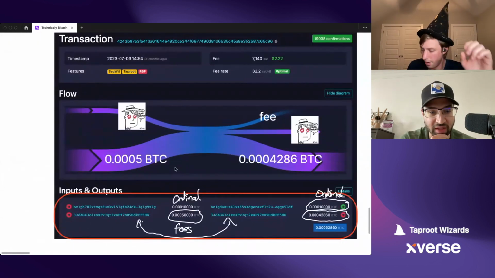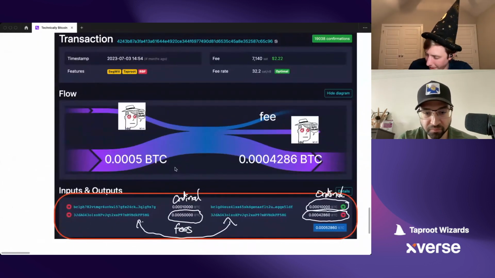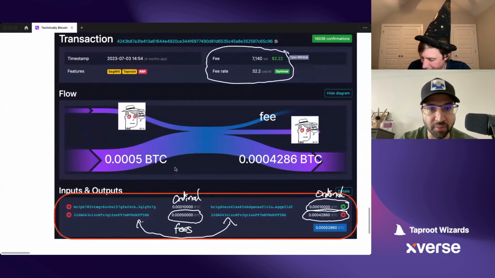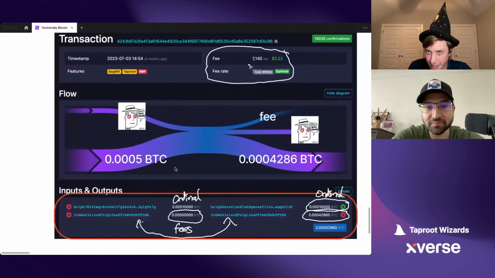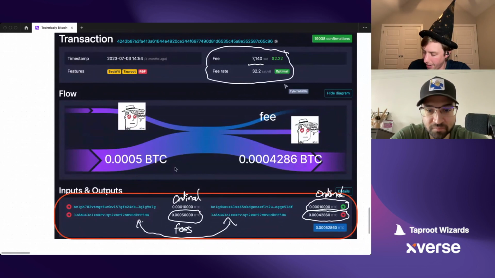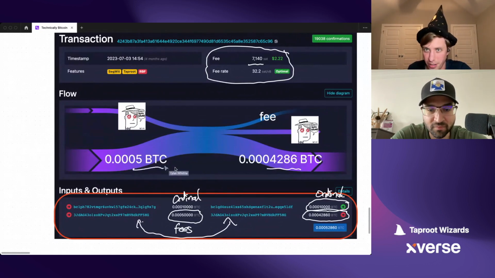How much is the fee? Yeah. Mempool.space is kind enough to tell you exactly what the fee is up here. Amazing. And here you can see the fee is 7,140 Satoshis. And if you add that to the 42,860 Satoshis, you'll find that that adds up to exactly what we started with, the 50,000 Satoshis over here.